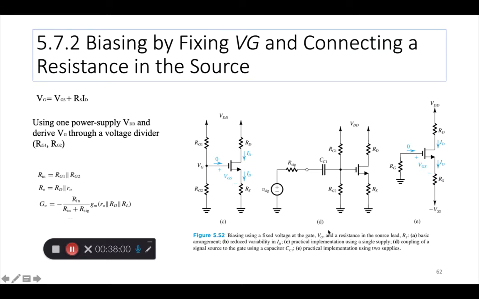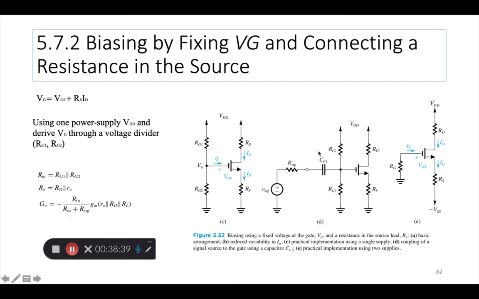C, which is what we see here, practical implementation using a single supply. D, coupling of a signal source to the gate using the coupling capacitor. So once you have derived this biasing voltage divider network, you can't just attach your signal source straight to the gate, right? You have to use a coupling capacitor so that only signal frequencies go through the capacitor. The capacitor is an open circuit for DC, so whatever biasing voltages exist, they don't come back here.